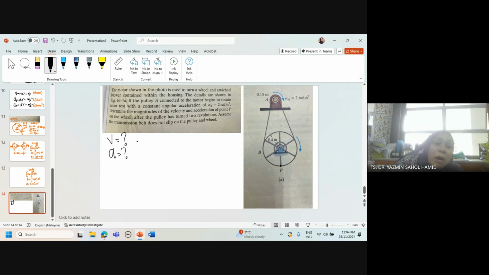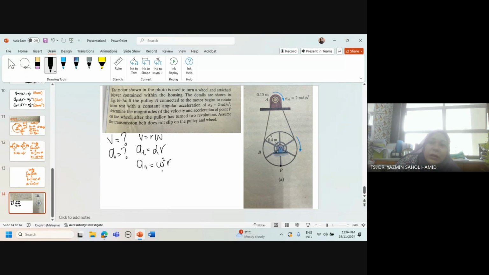Okay, do you remember apa formula V? V equals to R omega. Dan apa formula acceleration? Kita ada dua. Kita ada tangential acceleration, I always call it a_t, and then kita ada normal acceleration, a_n, which is omega kuasa 2 R. So these are the things that we need to use to find the answer to the question.